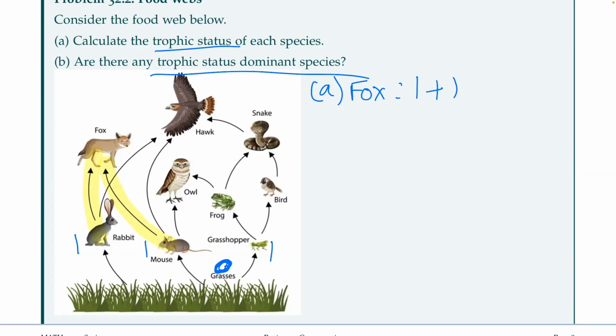And then we look at the things that the fox eats. What does the prey of the fox eat? If I can say that correctly. So there's also a path from grasses to fox. And that goes through either mice or rabbits. So the grass's path could go this way and then here, or it could go this way and then here. Either way, it has a path length of 2. So we have 2 on here for the fox. So the fox has trophic status 4.